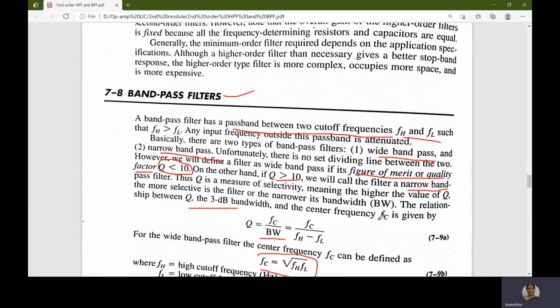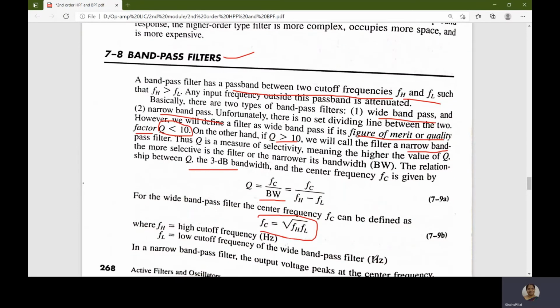So we use a figure of merit or a quality factor Q to differentiate between wide band pass and narrow. If Q is less than 10, we call it a wide band pass, and if Q is greater than 10, we take it for a narrow band pass filter. This quality factor Q is given by the formula FC divided by bandwidth, that is FC divided by FH minus FL. What is this FC? FC is the center frequency and it is given by the formula root of FH times FL. FH is the high cutoff frequency and FL is the low cutoff frequency. Okay, that is shown here.